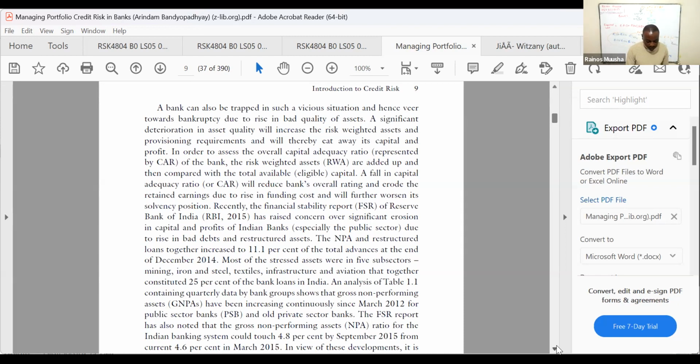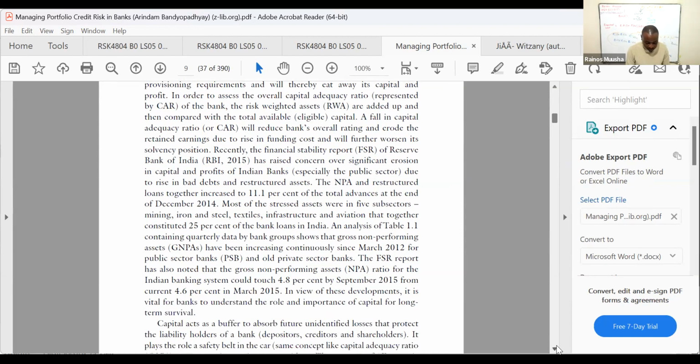So here they say, recently, the Financial Stability Report of the Reserve Bank of India has raised concern over the significant erosion of the capital and profits of India's banks due to a rise in bad debts and restructured assets. So the NPA and restructured loans together increased to 11.1% of the total advances by the end of 2014. Most of the stressed assets were in 5 subsectors: mining, iron and steel, textile, infrastructure, and aviation, that together constitute about 25% of the bank loans in India.